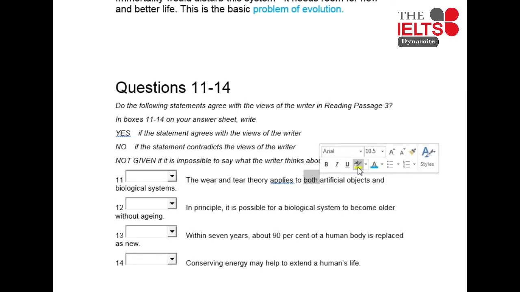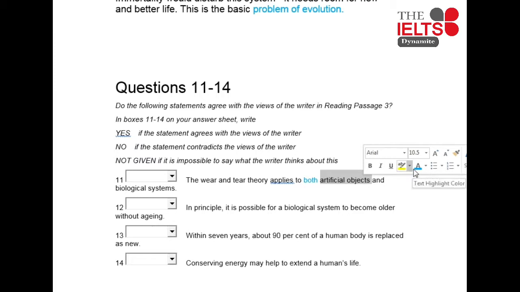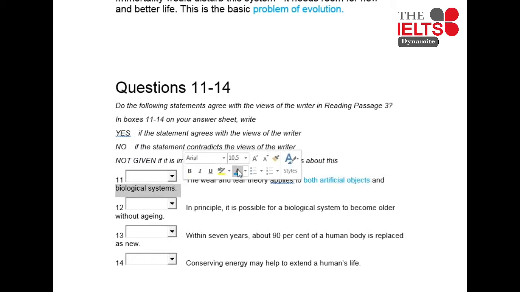Make sure that you notice the word "both" here. It is a very important word actually, and tricky. It means that this theory applies to both of them, artificial objects and biological systems. Suppose that it applies to one and does not apply to the other, it means that the answer will be no. If it applies to both of them, the answer is yes. If it's not given any information about this in the passage, it will be not given.